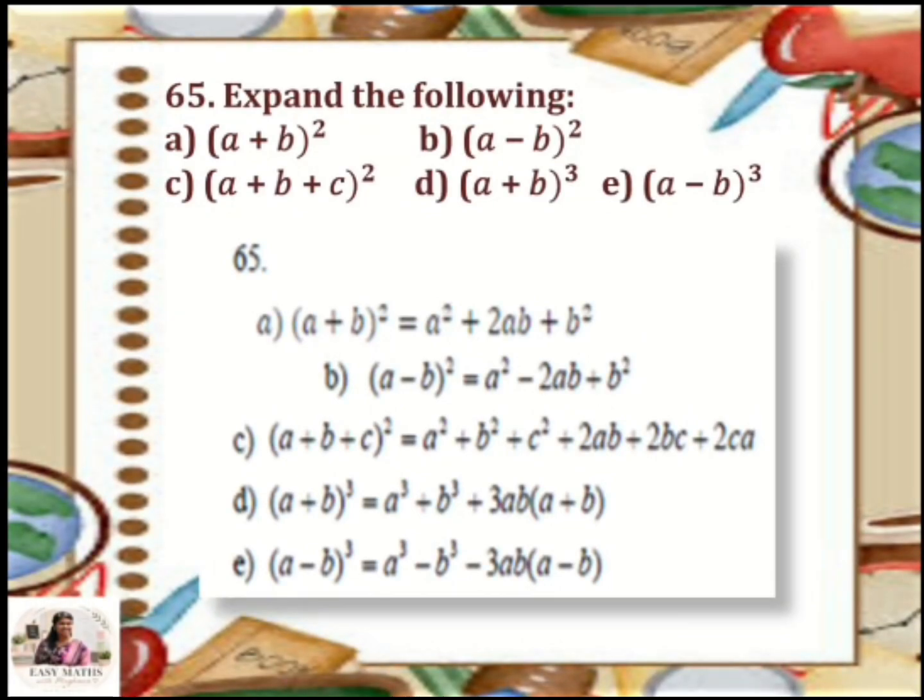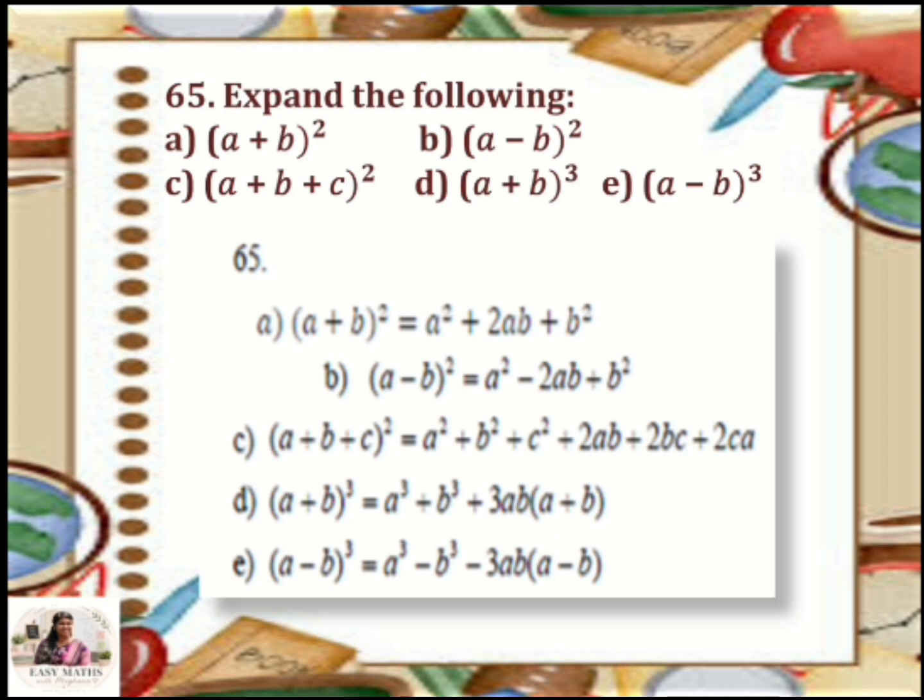The next question, expand the following. So question number 65, all the 4 different factors are given in the question here. We have written the expanded form. So this is regarding the formula we already discussed. A, a plus b whole square is equal to a square plus b square plus 2ab, or you can write a square plus 2ab plus b square. B, a minus b whole square is equal to a square minus 2ab plus b square, or you can write a square plus b square minus 2ab also.